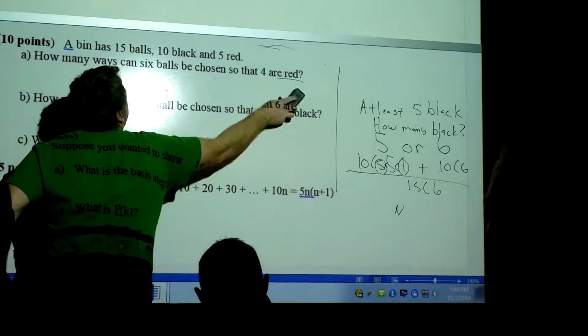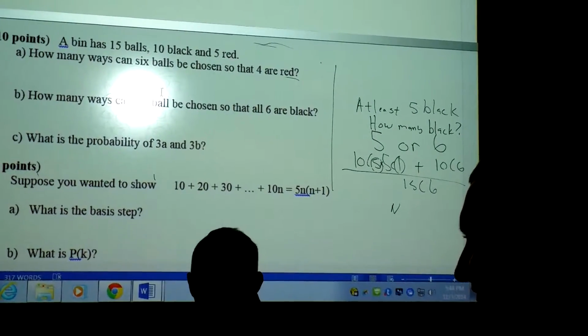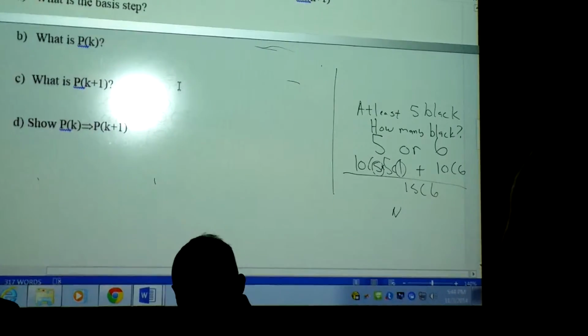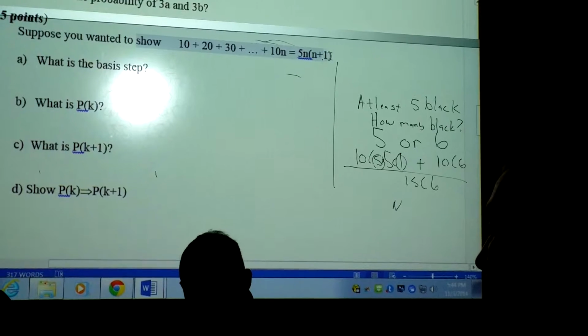Okay, induction. So the probability is kind of a toss-up. I haven't even made the test. I don't know what's on it yet. The induction, this will be the same except this will change.